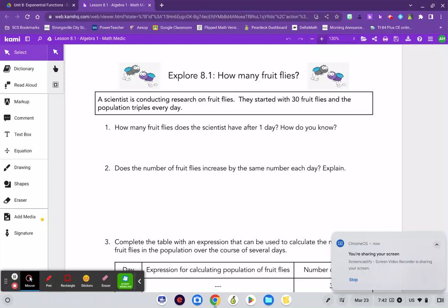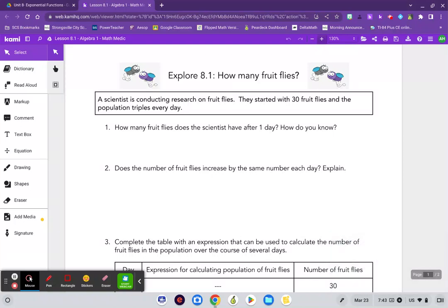Hassler here. I'm going to work through the lesson and explore for 8.1, How Many Fruit Flies? It says a scientist is conducting research on fruit flies. They started with 30 fruit flies and the population triples every day. So question 1 says, how many fruit flies does the scientist have after one day and how do you know?